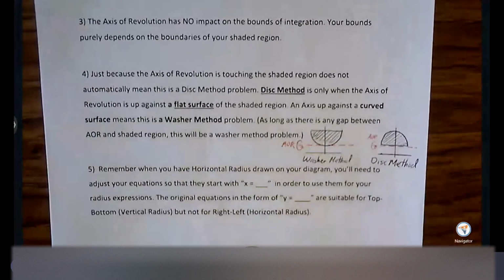Okay, next item. Remember, when you have a horizontal radius, you have to adjust your equation. Your equation that's in the form of y equals is perfect for top minus bottom, but it's not set up for right minus left. We got to take the time to rearrange the equation. We got to solve for x. We got to get x's on the left by itself and everything else on the other side.